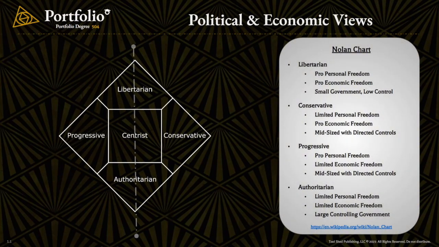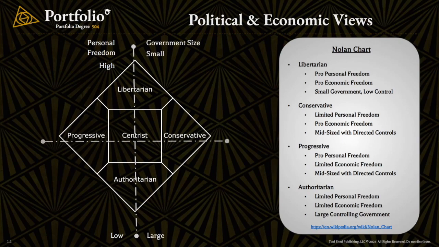In order to understand political and economic views, I'm going to show you something called the Nolan chart. And according to Wikipedia, the Nolan chart is a political spectrum diagram created by American libertarian activist David Nolan in 1969. This charts political views along two axes representing economic freedom and personal freedom. You can see the four quadrants here: conservative, progressive, libertarian, and authoritarian or fascist. And depending on how you feel about personal and economic freedoms, you might find that you don't fall on this chart where you were expecting.